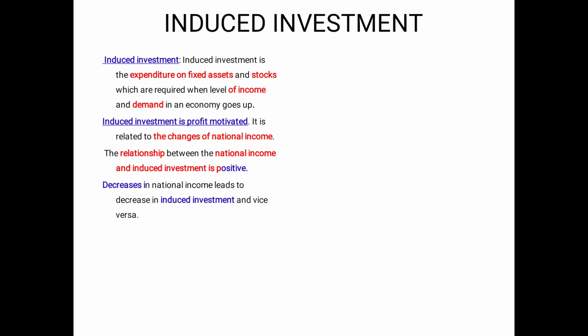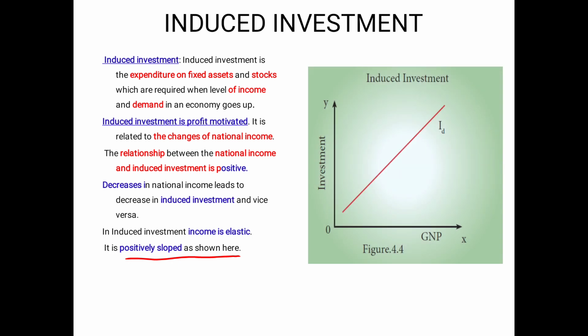So there will be a decline in the investment when there is no induced investment. Income is elastic. It is positively sloped. How? I'll tell you, it is positively. Look at this. This is y-axis investment. This is x-axis, which is GNP. Can you see a red line over here? It is sloping upwards. Okay. So here it shows induced investment keeps on increasing.